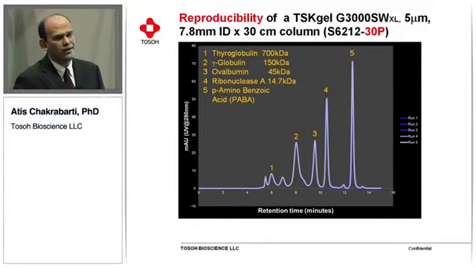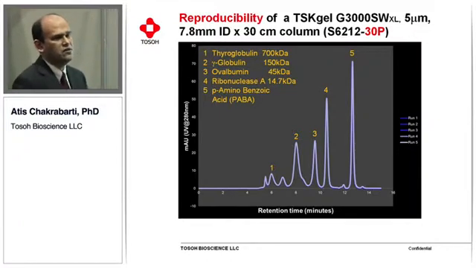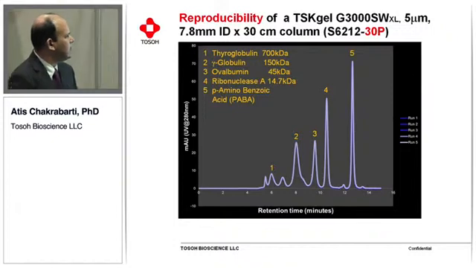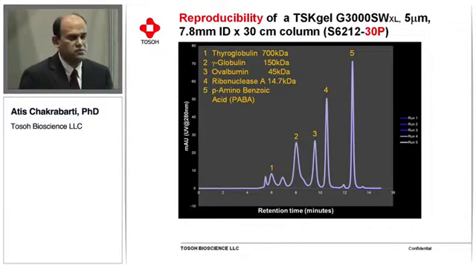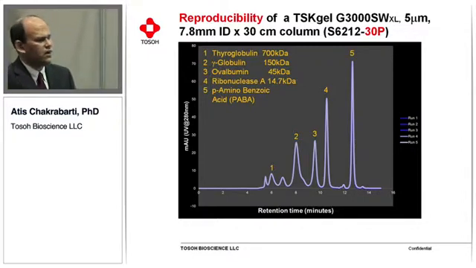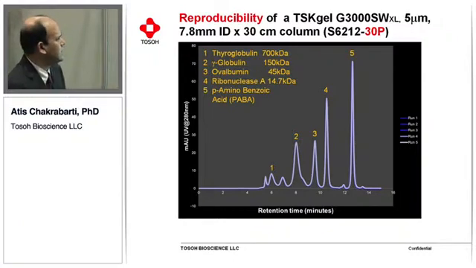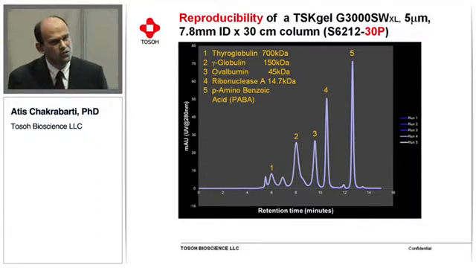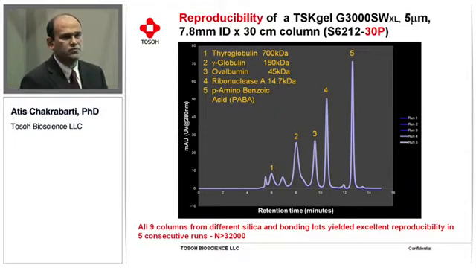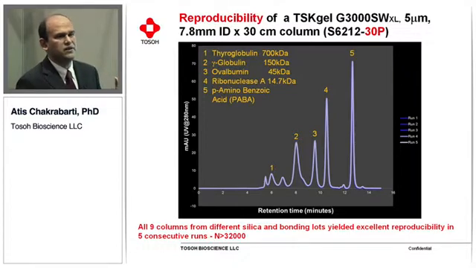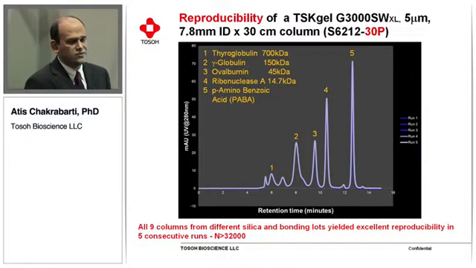Under these conditions, the separations were done using the standard proteins, and as you see, we plotted 5 consecutive runs on top of each other and checked whether one column gives reproducibility over 5 consecutive runs. It is superimposable, absolutely good reproducibility from this particular column. Before going to the next slide, we tried 9 different lots and got very reproducible results, which shows that under these chromatographic conditions this column has no problem.